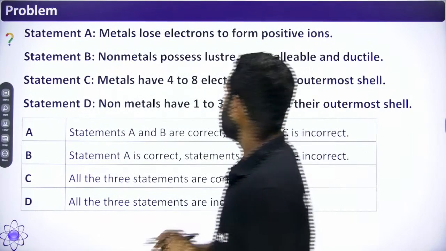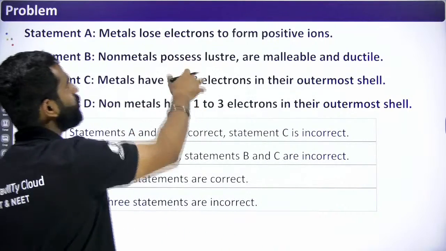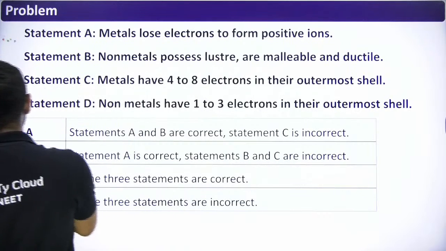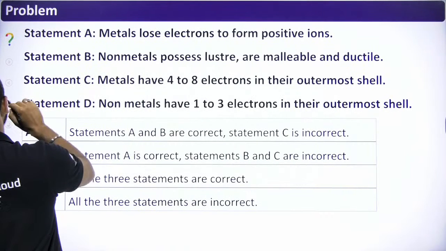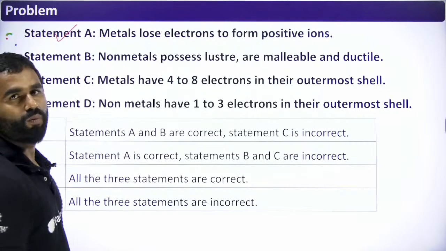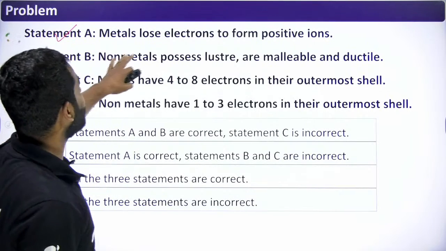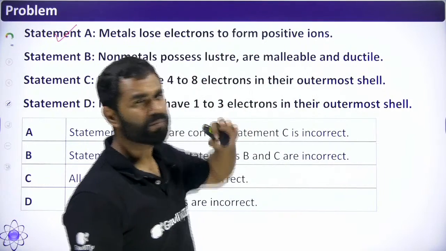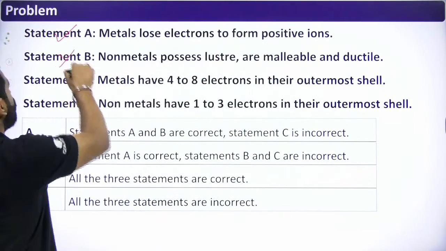Now the first statement. Statement A says the matter loses electrons to form positive ions. The statement is correct, right? Because we know that metals are electropositive in nature. So statement A is true. Statement B says non-metals possess luster and are malleable and ductile. Is it true? No. Statement B is not true.